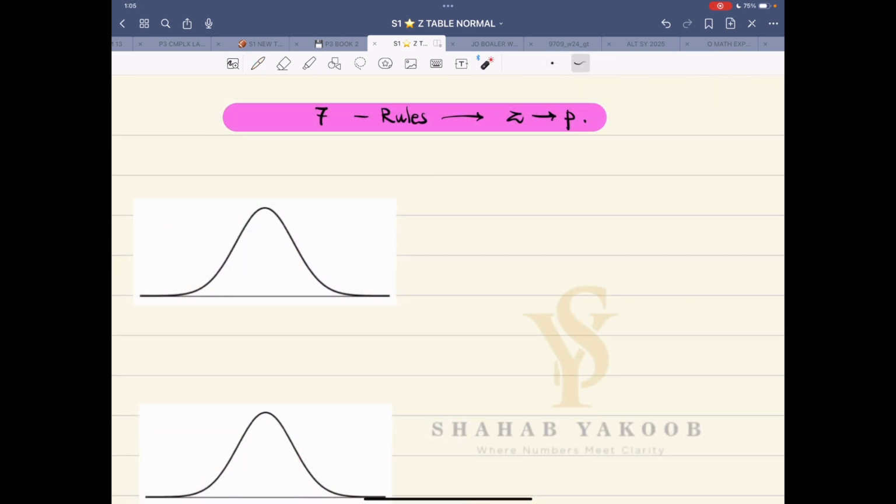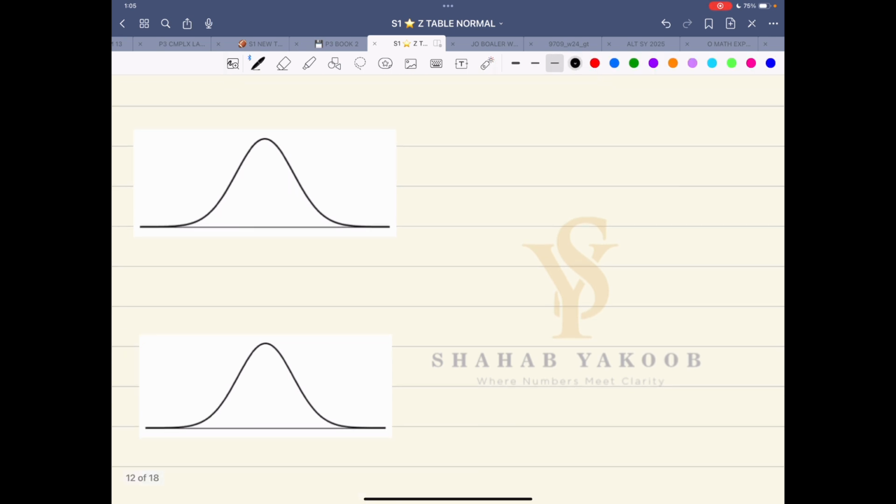So now let's use 7 rules to use the z value to find the corresponding probability value. Now rule number 1, and that's how it's written. Probability z less than or equal to a. This can also be written as phi of a. That means read probability directly from the table.